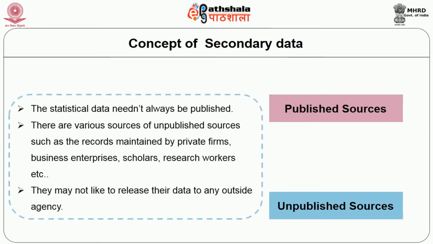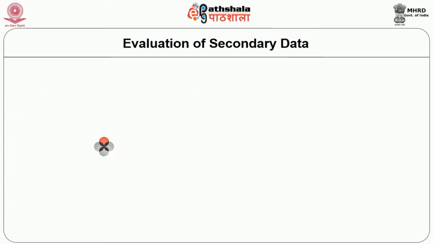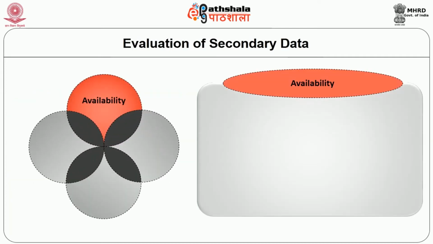What are unpublished sources? The statistical data need not always be published. There are various sources of unpublished data, such as the records maintained by private firms, business enterprises, scholars, research workers, etc. They may not like to release their data to any outside agency. Next, we can see the evaluation of secondary data.